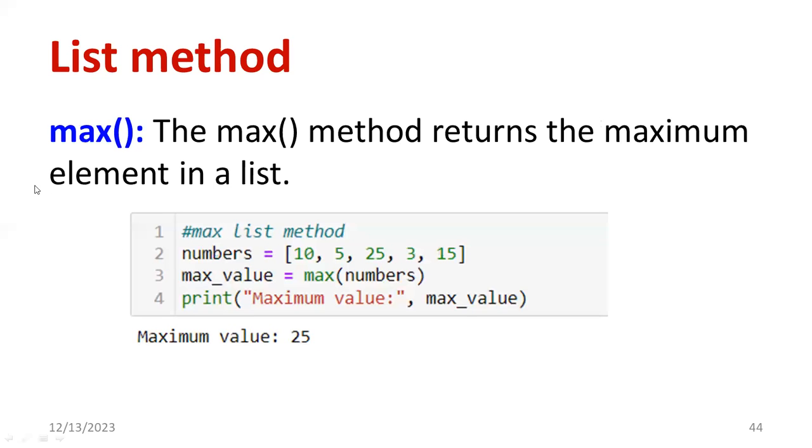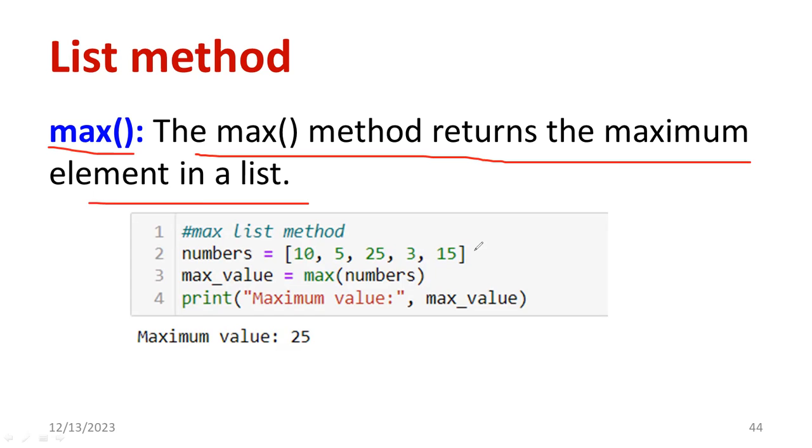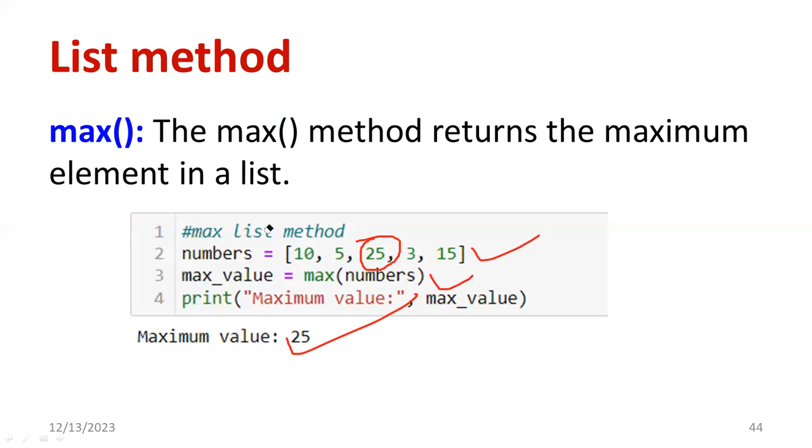Next method is max. Why do we study max? What is the purpose of max? The max method returns the maximum element in the list. As you can see, we have the list. If I use the code max(numbers), that means from this list, the maximum number will be printed. Let me know what the maximum number is. The maximum number is 25, so 25 will be displayed. So you can use max. It will be really helpful for identifying the maximum number in a particular list.